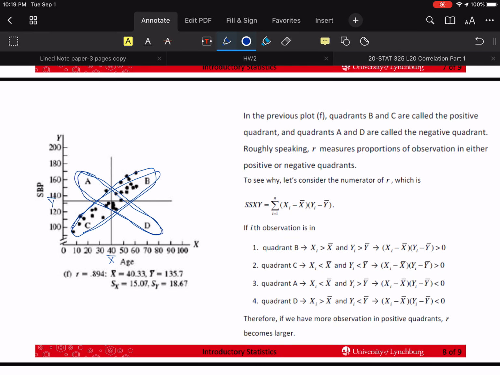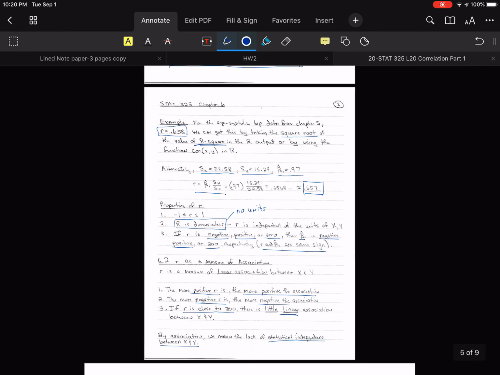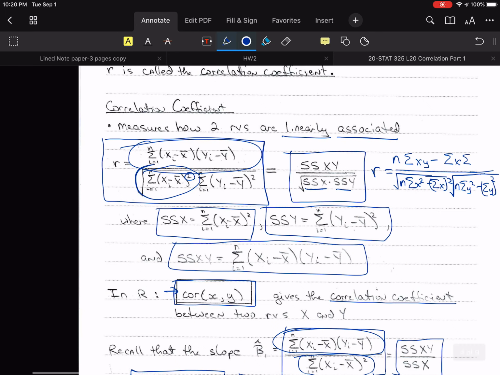So if the ith observation is in quadrant B, that's here, then X is greater than X bar, and Y is greater than Y bar, okay? And so this quantity is positive. This is part of the numerator in the correlation coefficient. And the numerator is what's going to control the sign, because if we look back here at the formula, in the bottom we have squares and squares. So those are all positive, no matter what.